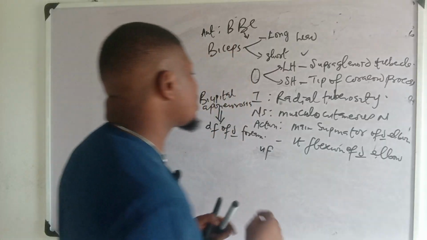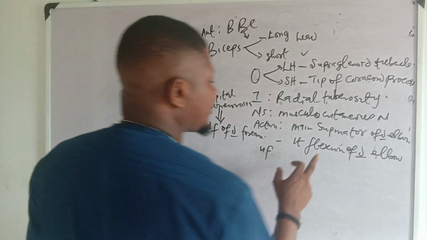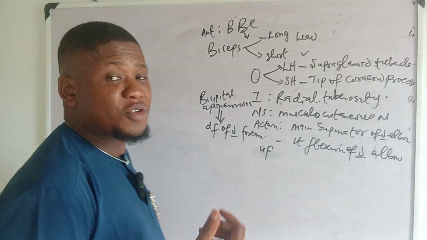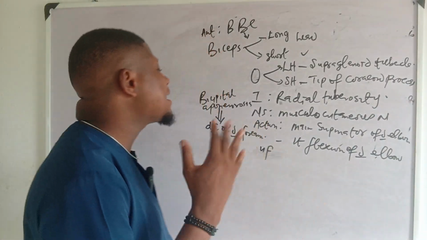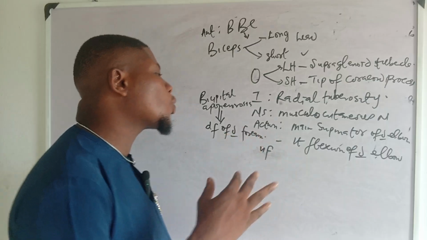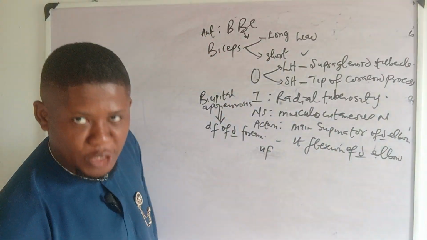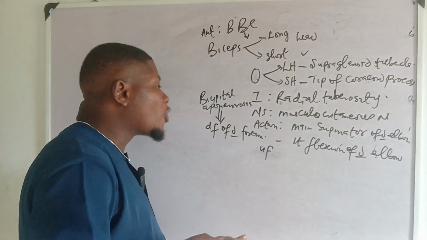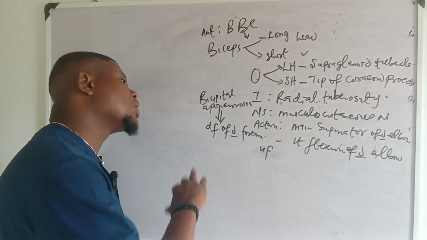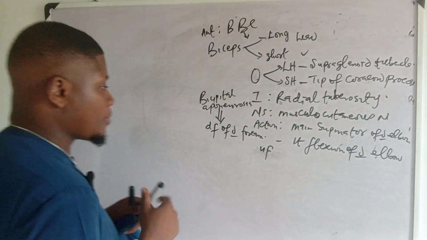Nerve supply, musculocutaneous nerve. Action means supinator of the elbow, and it is a weak flexor of the elbow. We have a muscle called supinator. We normally say that biceps is the main supinator, while the minor supinator is supinator. If you come to pronators, the main pronator is pronator quadratus, the minor pronator is pronator teres. When we look at that side, we'll talk about it.